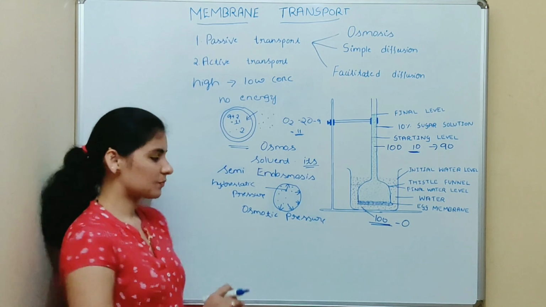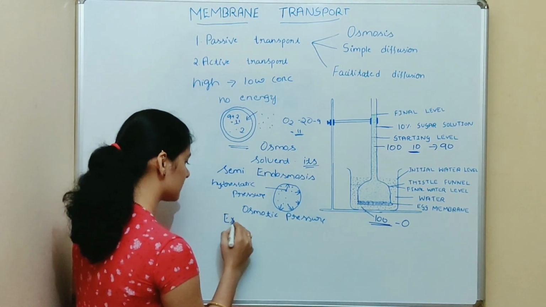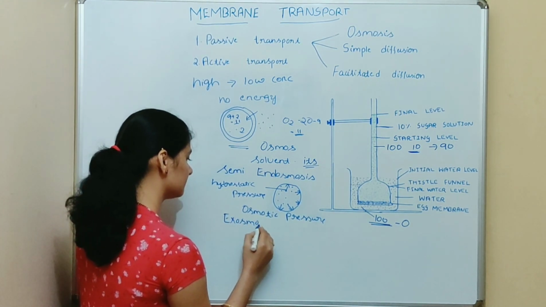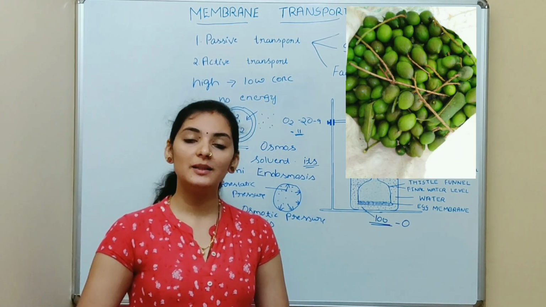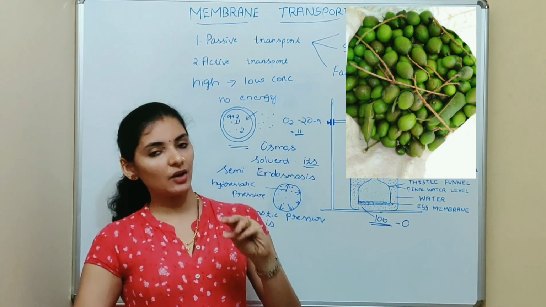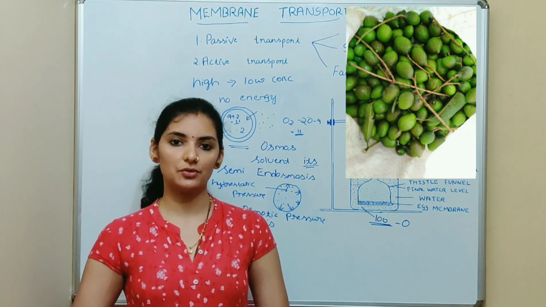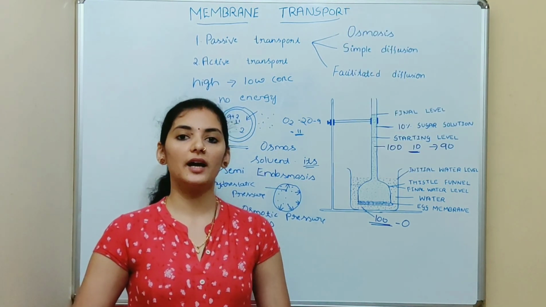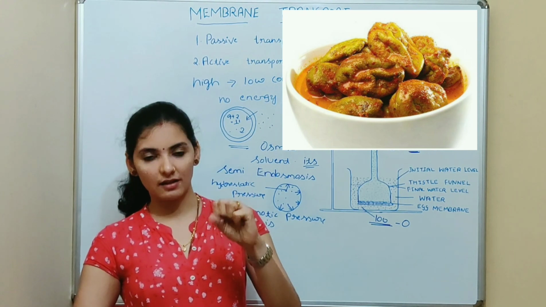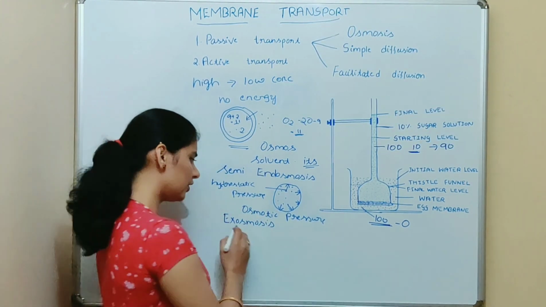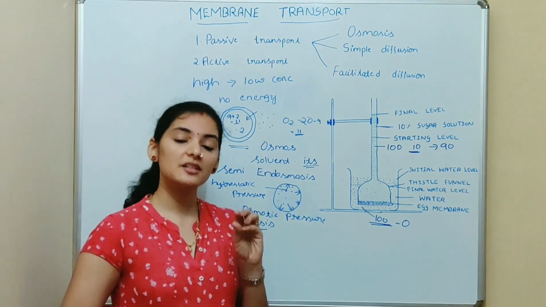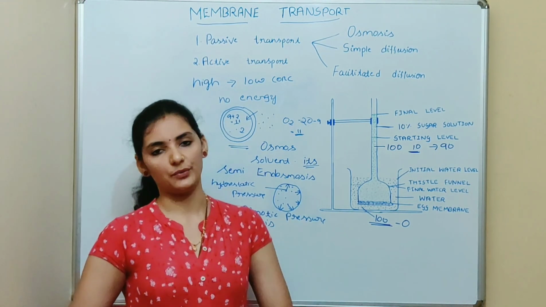One more type of osmosis is exosmosis. And the best example for that is pickle. What we do while preparing pickle is soak a tender mango in salt or salt solution. As a result of that, the mango will shrink. Why will it shrink? Because of exosmosis. Then what do you mean by exosmosis? It is the movement of molecules out of the cell.